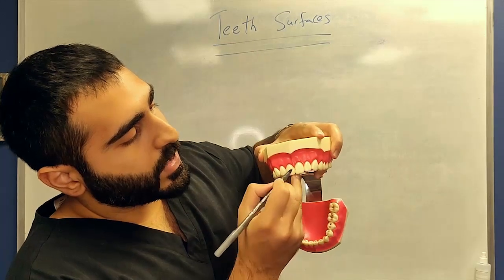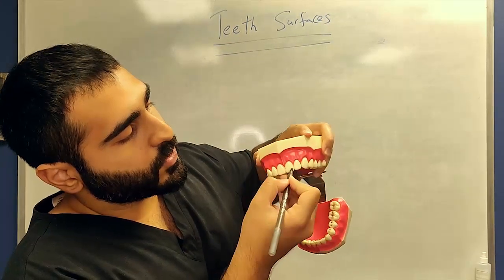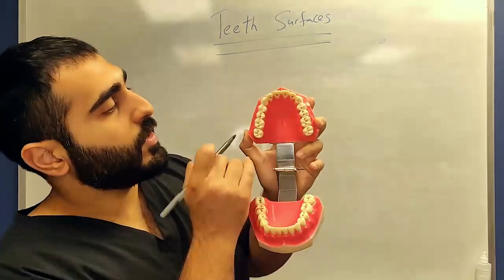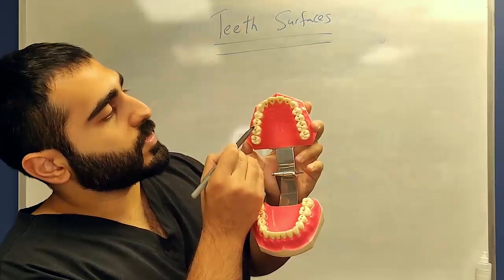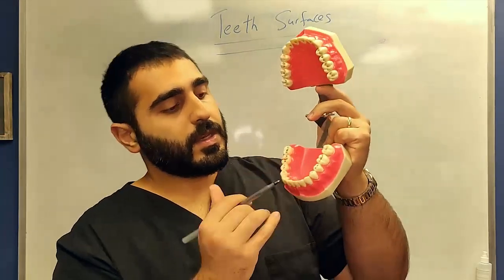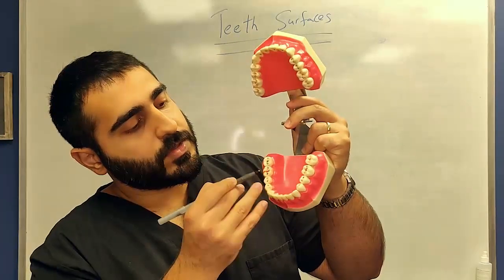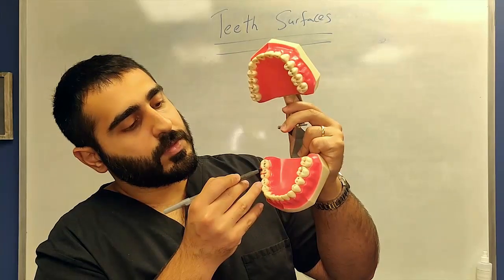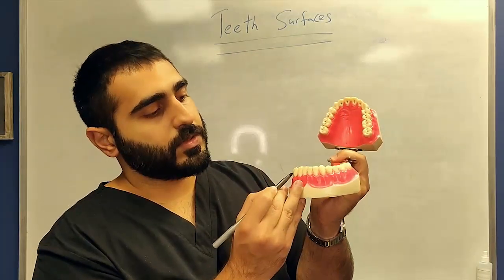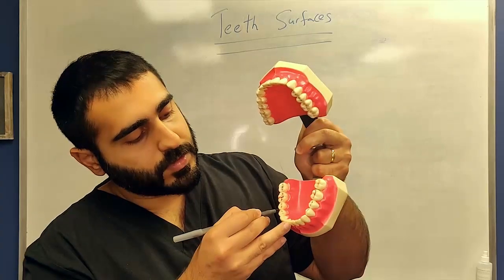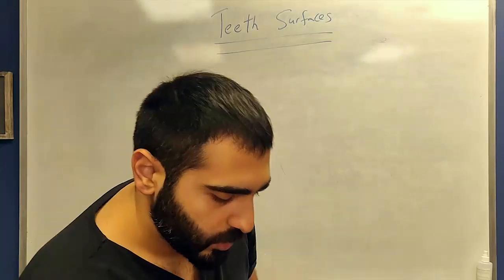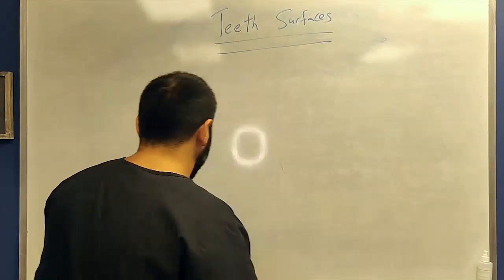Now for this central incisor, this would be the mesial surface, and this would be the distal, since this is the midline. Now if we're looking at these molars here, this would be the mesial surface, because it's towards the midline, and this here would be the distal surface. Again here, this would be the mesial surface, towards the midline, and this would be the distal, right? Mesial, distal, mesial, distal. So I'm going to write that down and then we'll move forward.